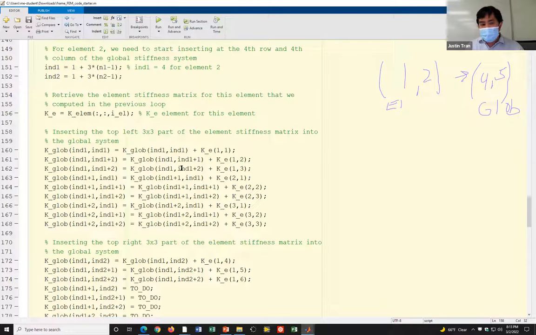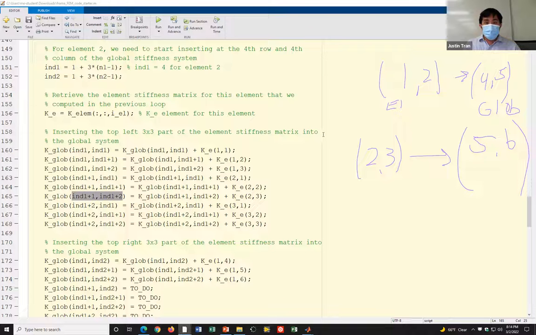And so if you follow the same logic, right? Let's look at this one, for instance, okay? And so IND one here is four. And so for this one, we have 5, 6, okay? And the global one, right? So that's IND plus one and IND plus two. We could see that the element stiffness entry that goes there is the 2, 3, right? Okay.